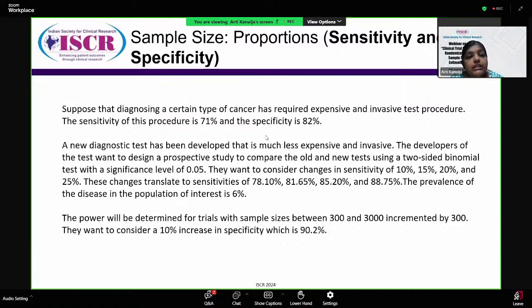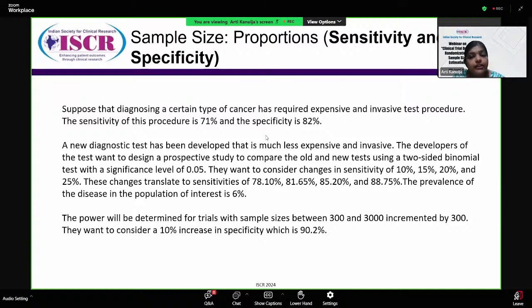Now, this is the study where they are saying that for a certain type of cancer, the sensitivity and the specificity are known, which is 71 and 82 respectively. And now they have a new diagnostic test where they are trying to see whether that particular test is going to be a little less expensive and, of course, less invasive. So this is specifically for a study like oncology, where there are a lot of invasive procedures. It is very expensive. So in such a situation, they are developing a new diagnostic test, and they want to see the credibility or the kind of authenticity of that particular tool.